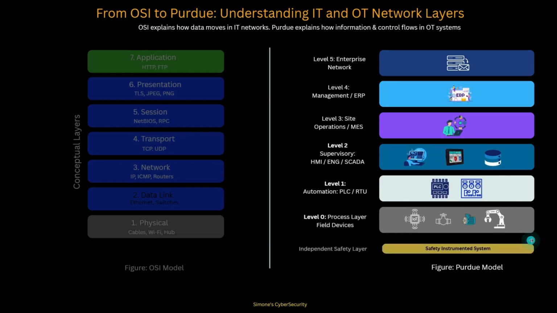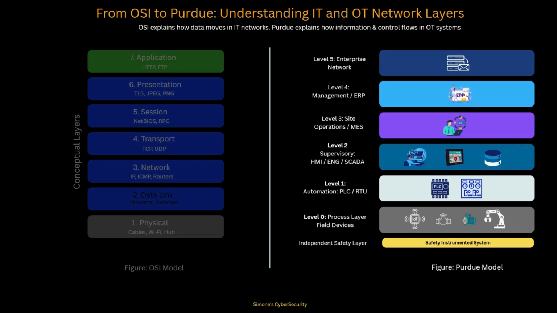And then you also have something called the independent safety layer. Now, this is the layer where your safety instrumented systems operate separately to ensure process safety even if the main control system fails. So in OT, we know that safety is the priority. That is the reason this layer operates separately from the main control system.